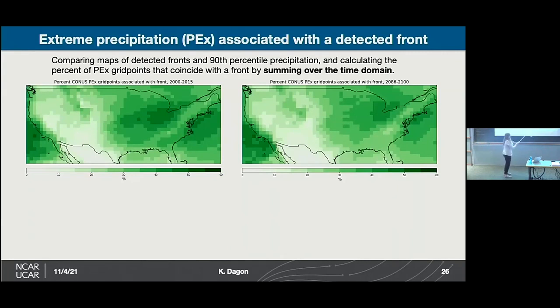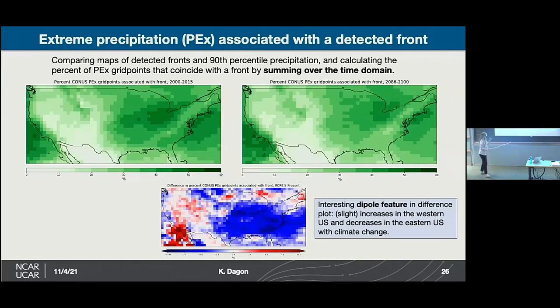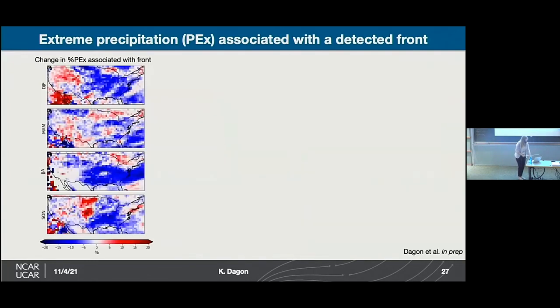On the right, this is the same calculation, but for the climate change simulation. Again, it's easier to look at the delta, where you see this dipole response that pops out: there are some increases in the southwestern US off the coast, and a stronger decrease in the southeastern US. We're still trying to dig into why we would expect decreases in extreme precipitation events attributed to fronts with climate change in different regions. We've looked at this seasonally as well, so this is just a breakdown by season.